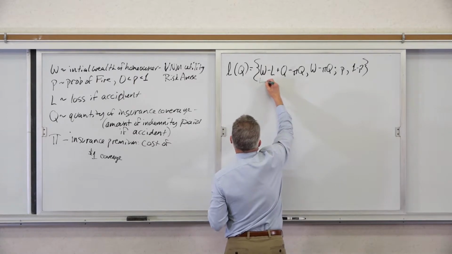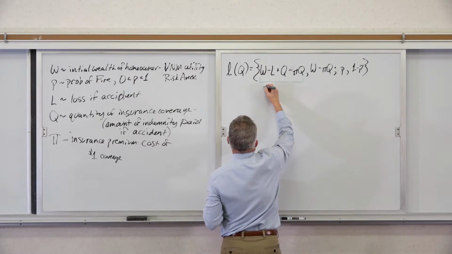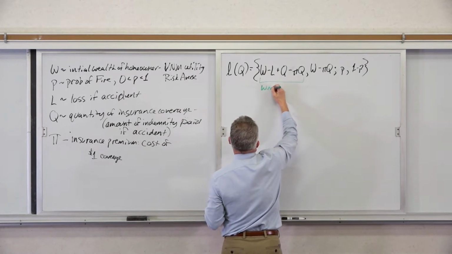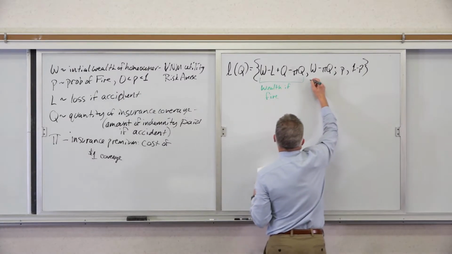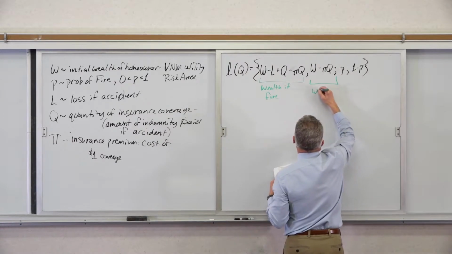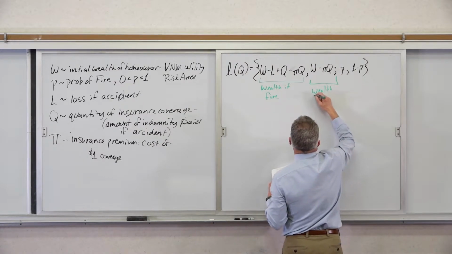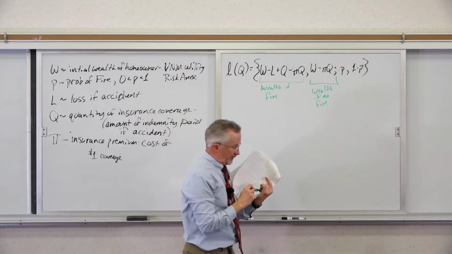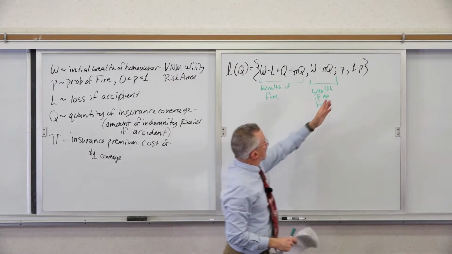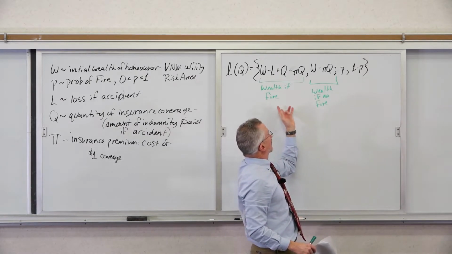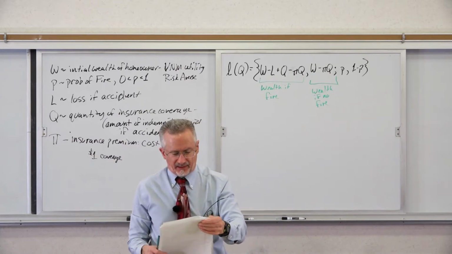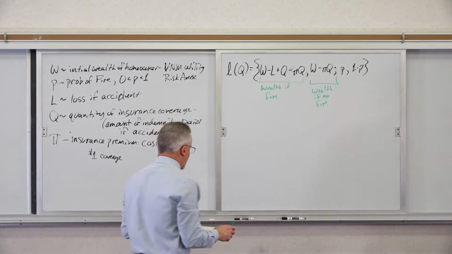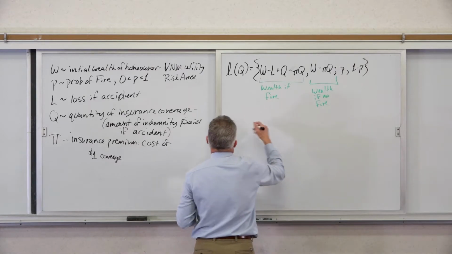That is the wealth if fire, and the wealth if no fire. And there are the respective probabilities, P and 1 minus P. That's our lottery. Then we can think of what the expected utility of that lottery would be.